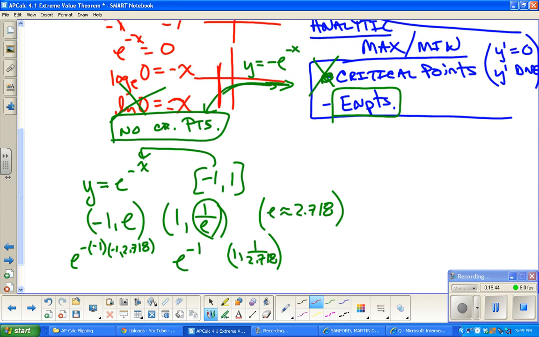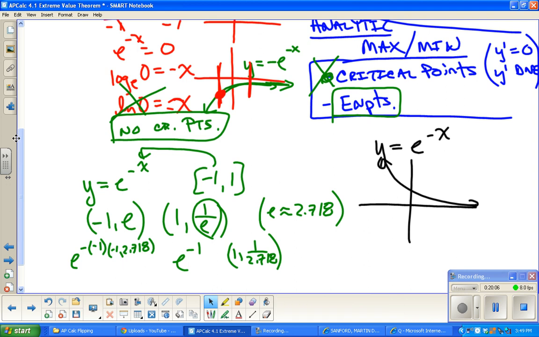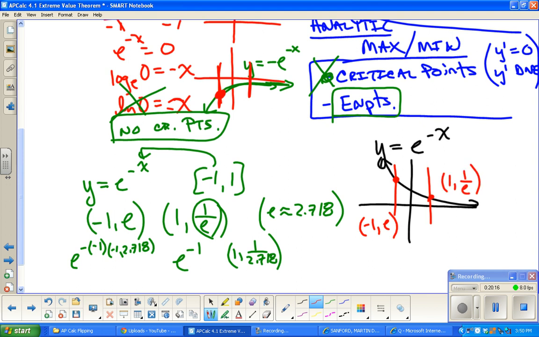Now, here's that graph I was not looking at, because I'm supposed to do analytic methods. Oh, I graphed the derivative. That's not what I wanted to graph. I'm sorry. I did want to find out where it was equal to 0, and it never did. So this is that point, negative 1, e, and this would be that point 1 over e. Well, that's the whole graph right there.